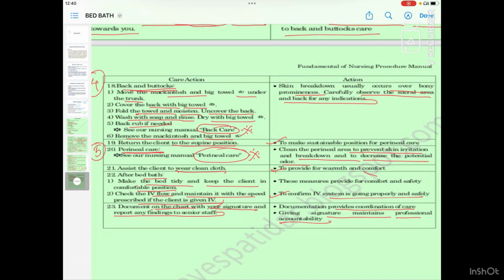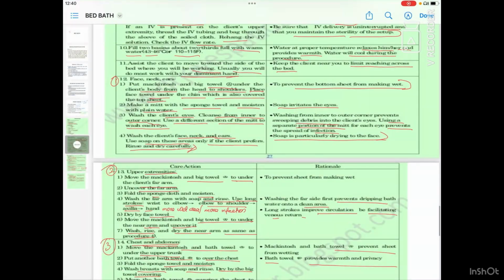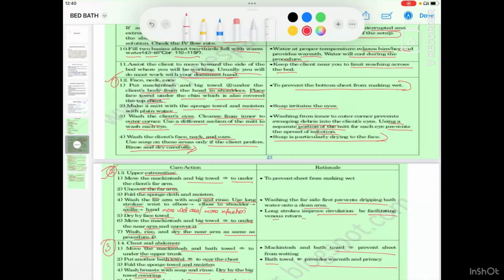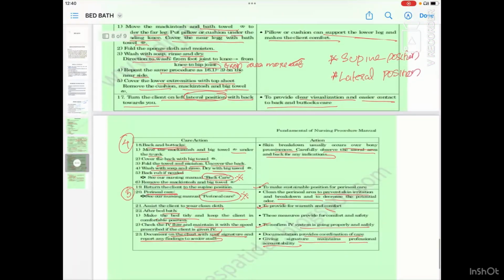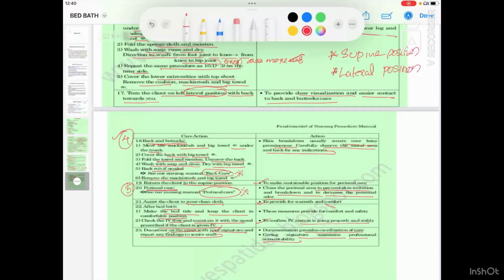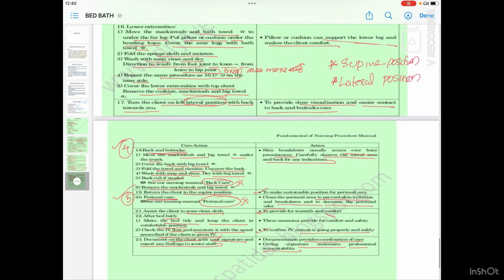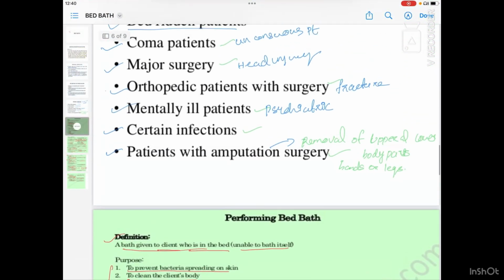So this is about the procedure of the bed bath. I hope you guys understand the bed bath. Mainly we are giving concentration on the face, upper extremities, then chest and abdomen, then back and perineal care. Perineal care is a separate care, so I will take it later. Back care also. So this is about the bed bath.